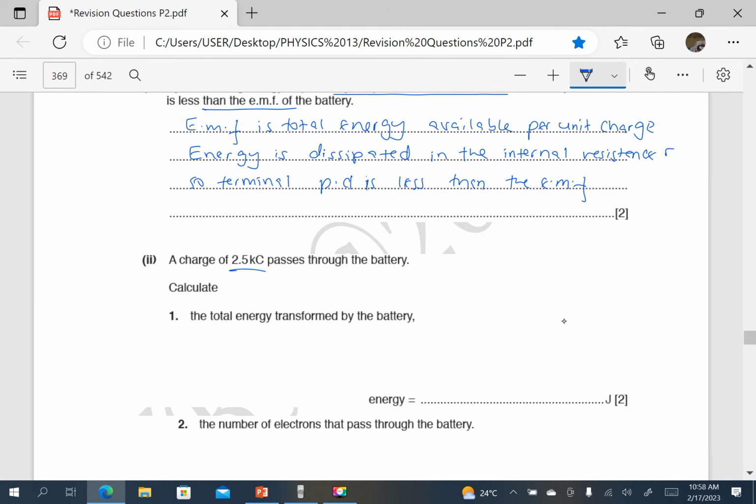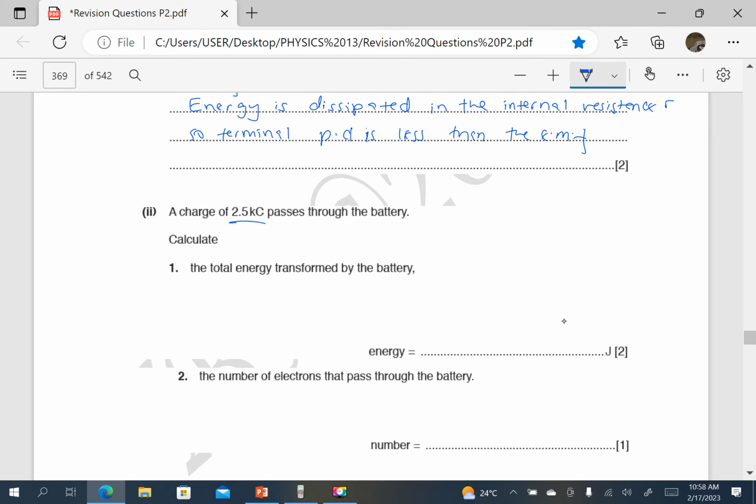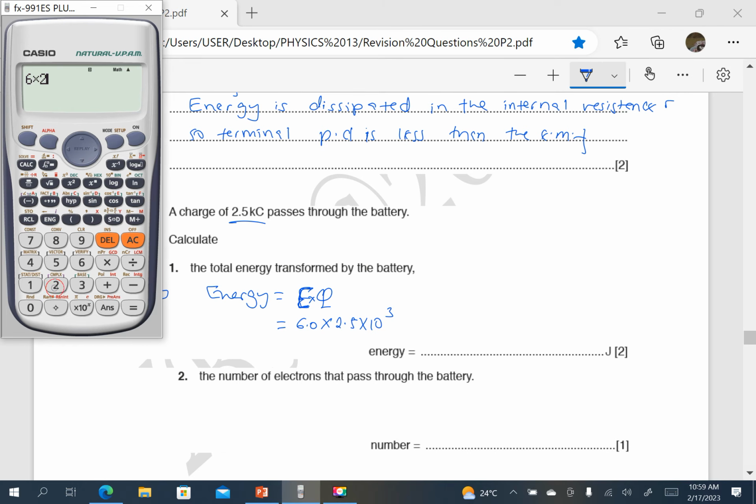A charge of 2.5 kilocoulombs passes through the battery. Calculate the total energy transformed by the battery. So we have seen that the EMF is equal to the energy transformed by the battery per unit charge. So this means the energy transformed is going to be the EMF times the charge. So the EMF is 6.0 times the charge, which is 2.5 times 10 power 3. 6 times 2.5 times 10 power 3 is actually 15,000.